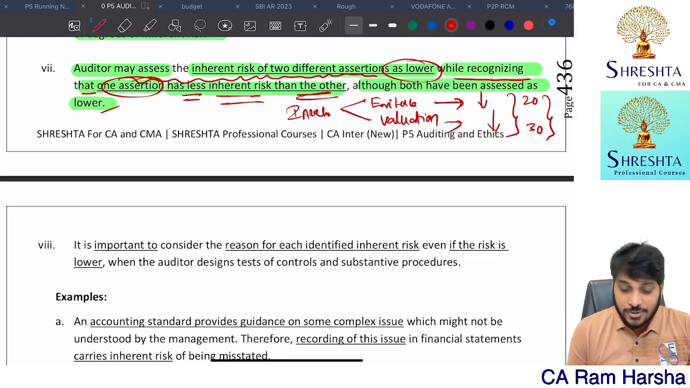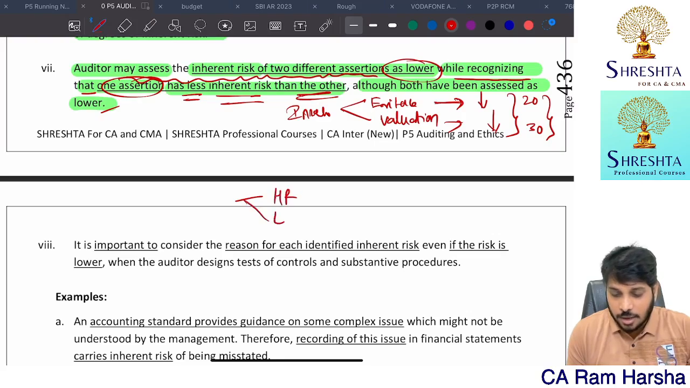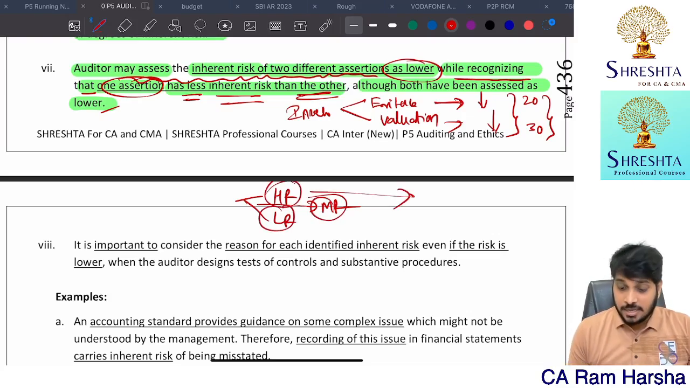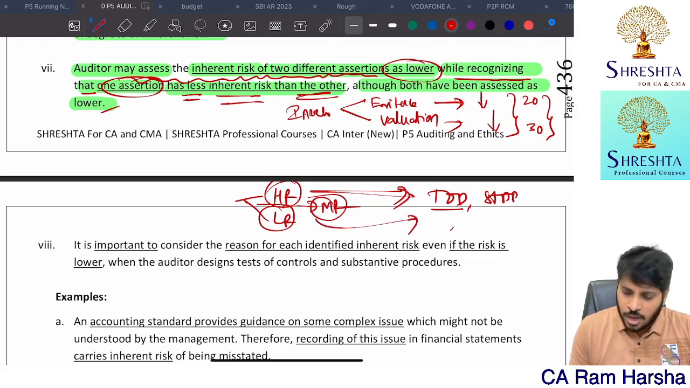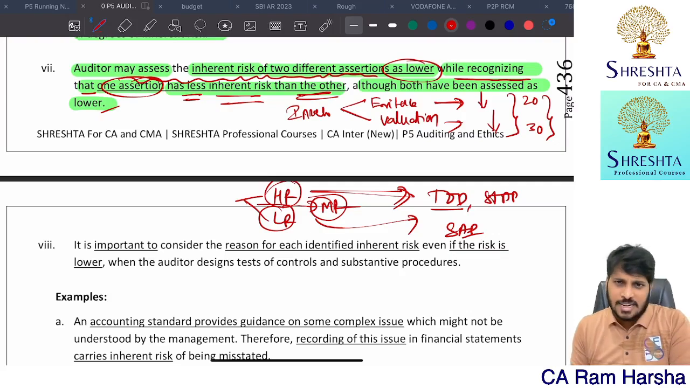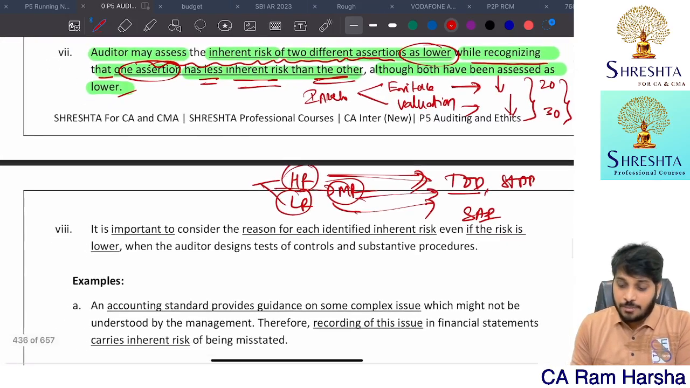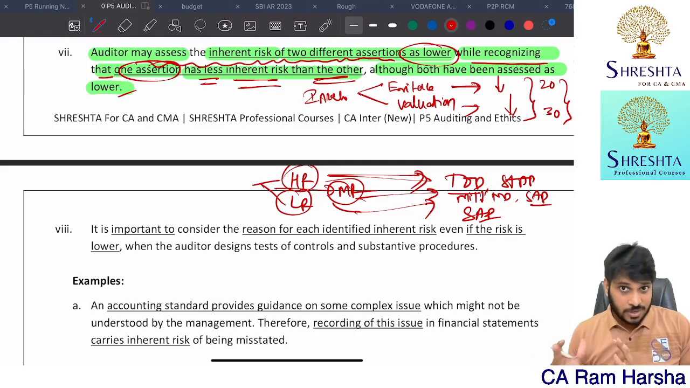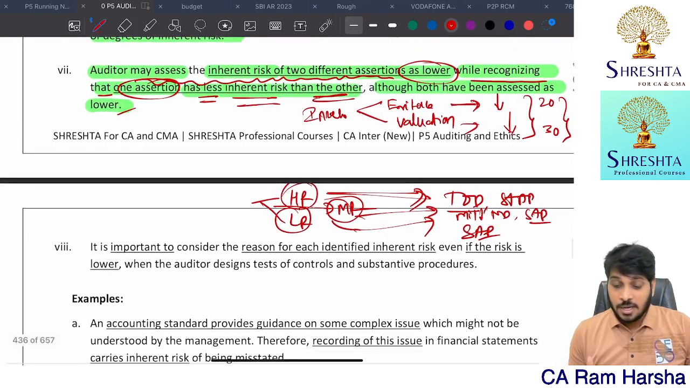We need to categorize the risk into high risk or low risk, sometimes medium risk. What is this categorization? This is called risk assessment. Why do we need to categorize? If it is a high risk, we do tests of details, we apply analytical procedures, all that. If the risk is low, we only do analytical procedures and then leave it. Getting it? If the risk is medium, I will do mild tests of details and I will do substantive analytical procedures. Able to understand? So assessing the risk is very important so that you can plan your audit.